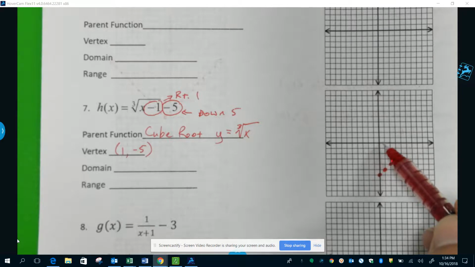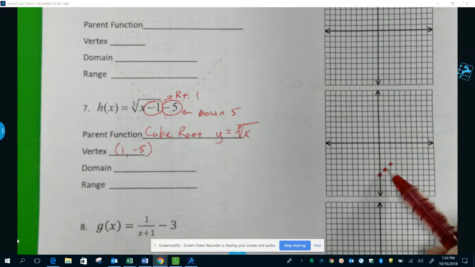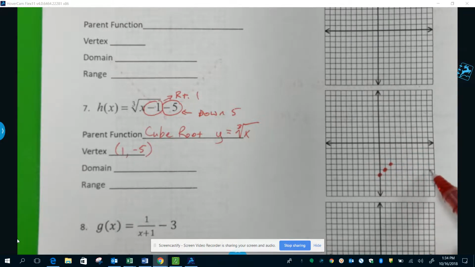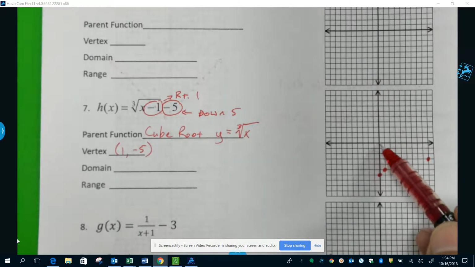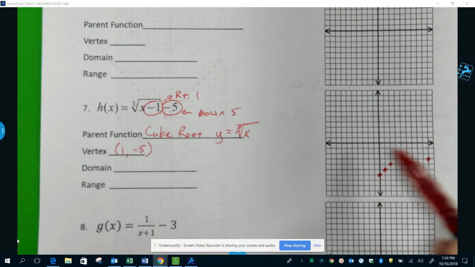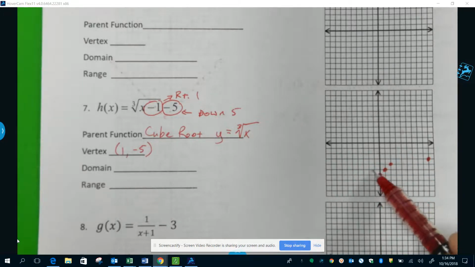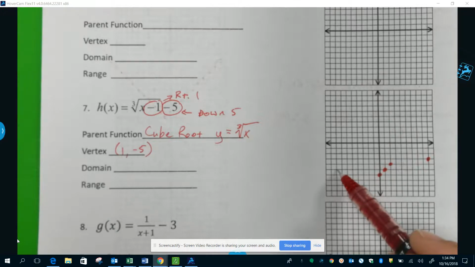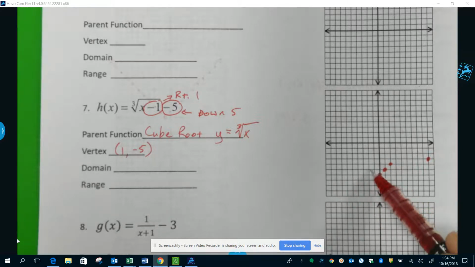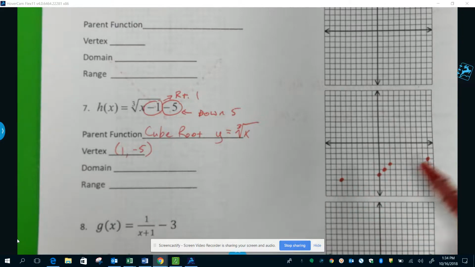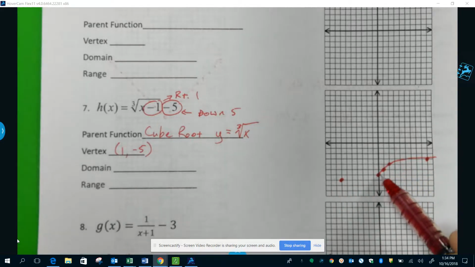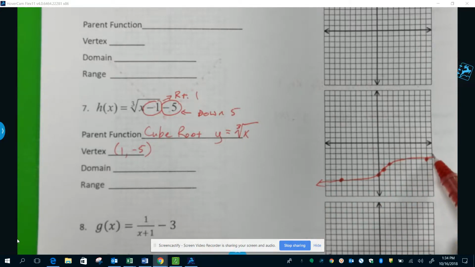The parent function has a coordinate that goes right 8 and up 2. So from this vertex, we are going to go right 8 and up 2. The parent function also has a coordinate that goes left 8, down 2. So from this vertex, we are also going to go left 8 and down 2. 1, 2, 3, 4, 5, 6, 7, 8, down 2. And then we're going to connect our dots here, and there is our cube root function.